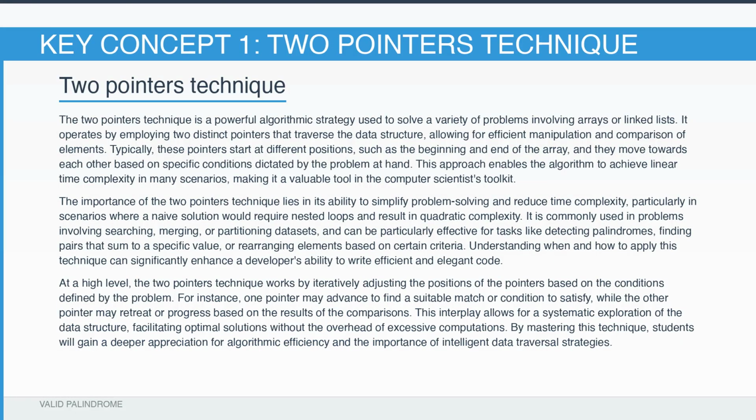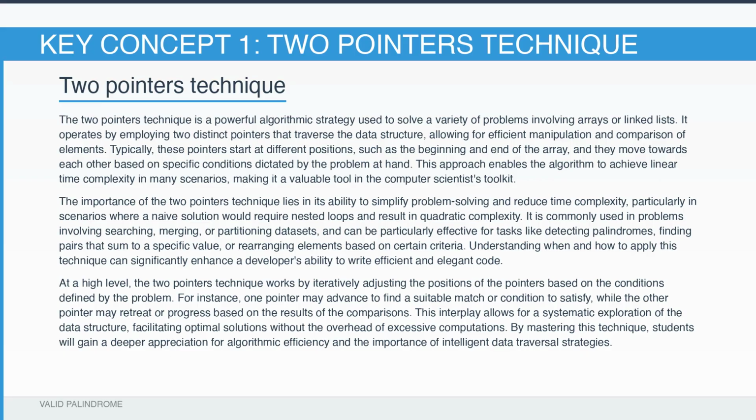The two pointers technique is a highly effective strategy used to tackle various problems involving arrays or linked lists. Imagine having two friends standing at opposite ends of a long table. Each friend represents a pointer, and they both start moving towards each other. This approach allows for quick comparisons and manipulations of elements, making it possible to solve problems efficiently.